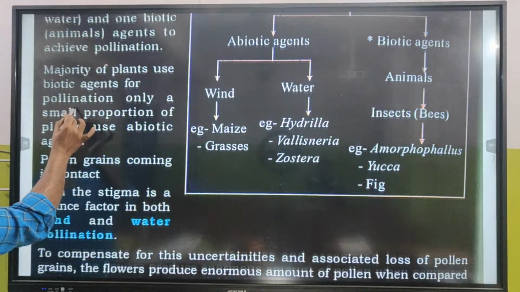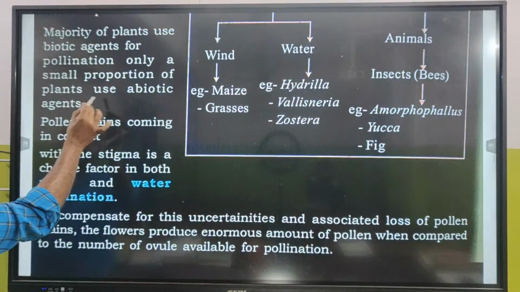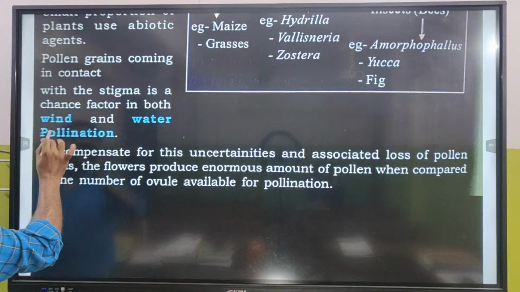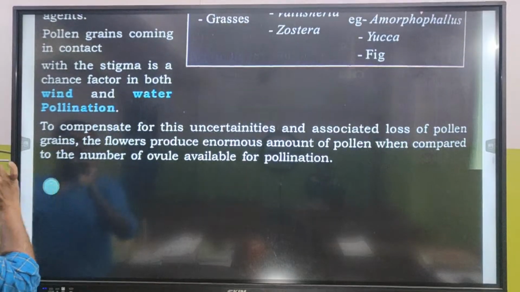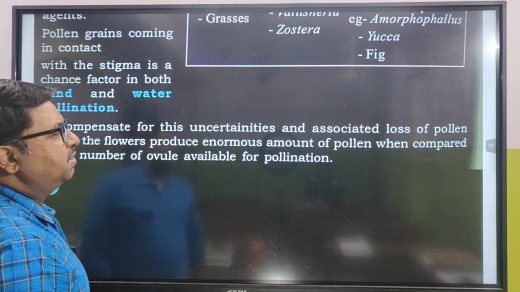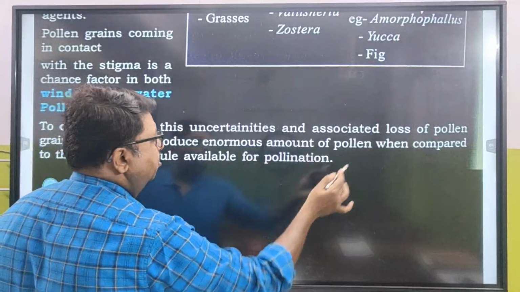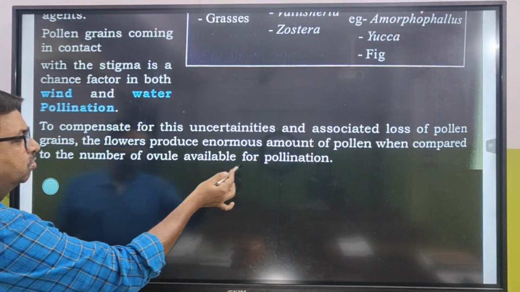Majority of plants use biotic agents for pollination. Only a small proportion of plants use abiotic. Pollen grains coming in contact with the stigma is a chance factor in both wind and water. To compensate for these uncertainties and associated loss of pollen grains, the flowers produce enormous amounts of pollen when compared to the number of ovules available for pollination.